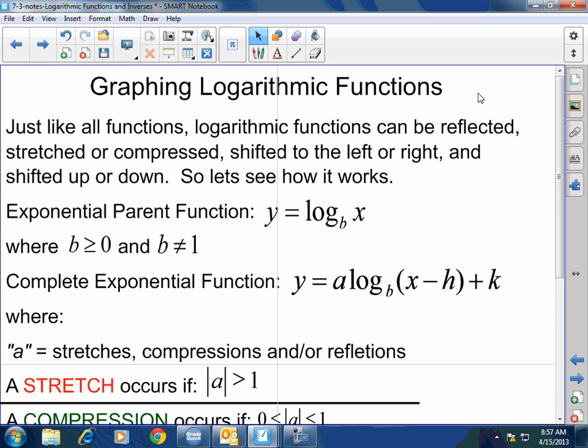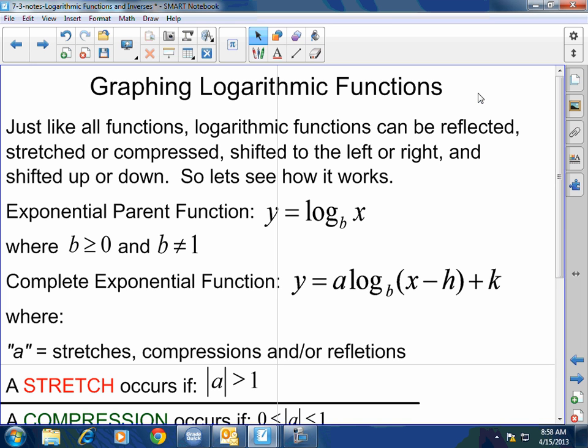But look, be honest. Was exponential graphing tough? Yes? You guys are saying yes, exponent? No, okay, you're being sarcastic. I promise you, graphing logs is the same thing. It's not that difficult at all. Just like all functions, logarithms can be reflected, stretched, compressed, shifted to the left or the right, and shifted up or down. So let's see how it works for logs.